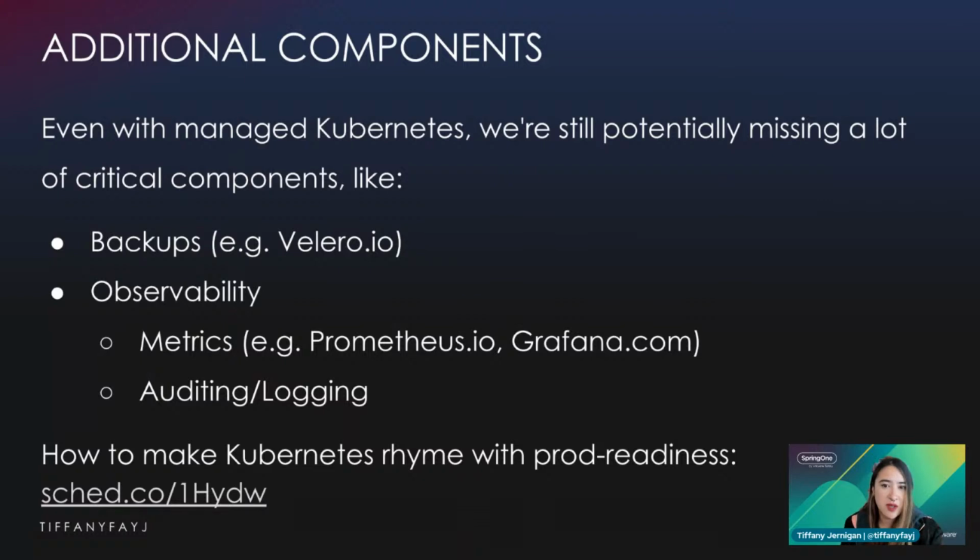Some other things that are pretty important. Backing up your cluster: you can use a tool like Velero, which will back up the things that are running on your cluster and your persistent volumes as well. Another big thing is observability. Metrics can help you determine if something is going on unexpectedly or help you try to solve it.